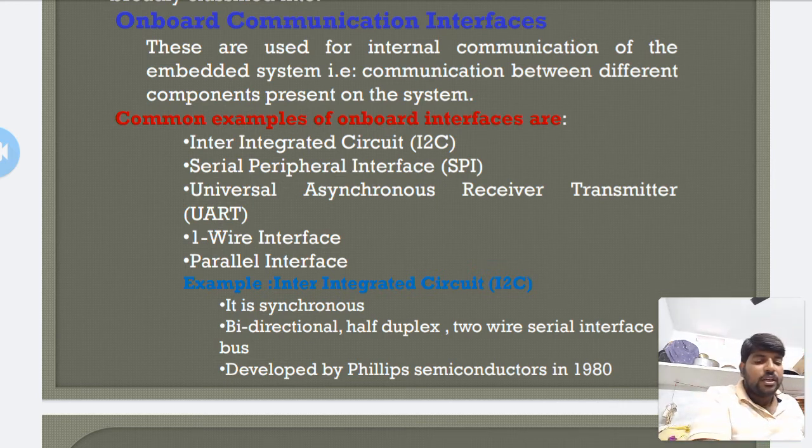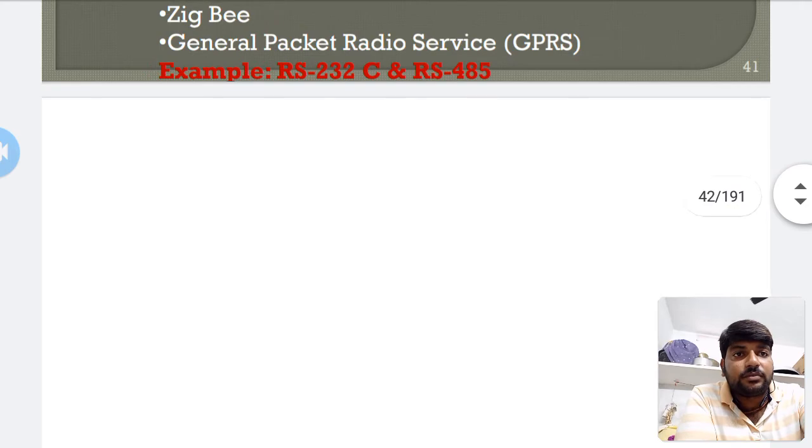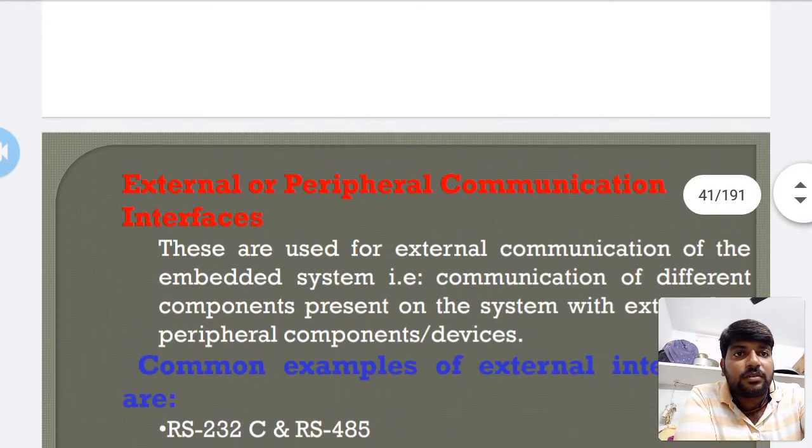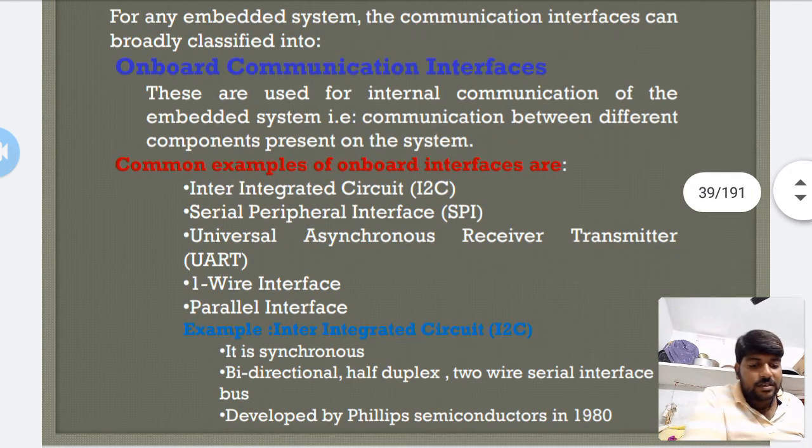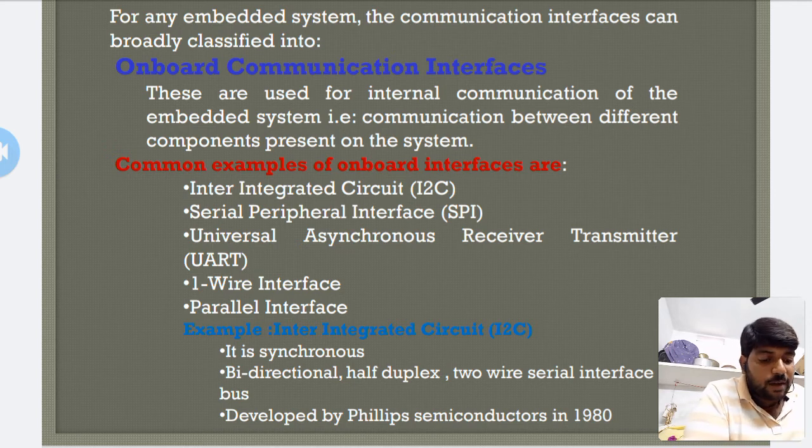Coming to the next one, the universal asynchronous receiver and transmitter, UART. UART is based on the asynchronous form of serial data transmission. The UART does not require a clock signal to synchronize the transmitting and the receiving end of the transmission.